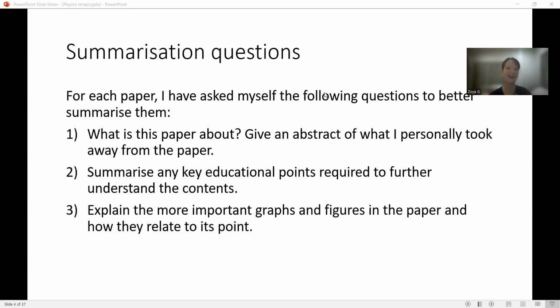Okay? Okay. So for each paper, I have asked myself the following questions to better summarize them. So firstly, what is this paper about? To kind of give an abstract of what I personally took away from the paper. Summarize any key educational points required to further understand the contents and explain the more important graphs and figures in the paper and how they relate to its point, right?